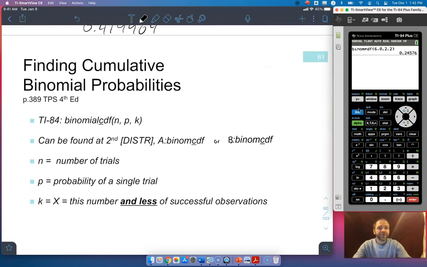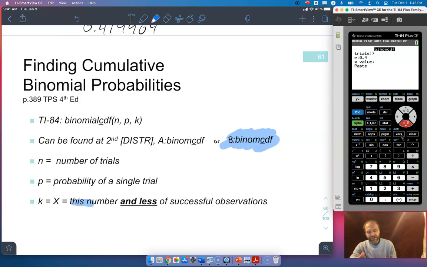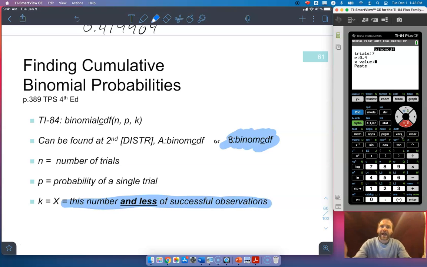And so when we go through this, we have binomial CDF. And so notice, be careful. One of them is binomial PDF. That's what we used before. And here's binomial CDF. It's the same idea. What we are looking at here is 7 trials. Here's the probability of success, 0.4. Now be aware, and I will highlight again, some of the new ones are B instead of A. It's the number of trials and less for successful observations. So in this case, we said at most 2. So that's 2 or less.